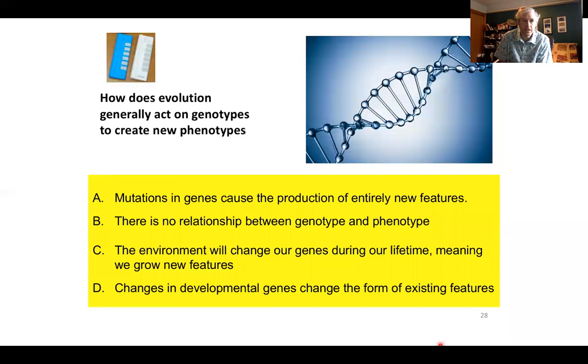So, one last quick fake clicker question. How does evolution generally act on genotypes to create new phenotypes? A, mutations in genes cause the production of entirely new features. B, there is no relationship between genotype and phenotype. C, the environment will change our genes during our lifetime, meaning we grow new features. Or D, changes in developmental genes change the form of existing features. I'll give you 5 seconds on that.